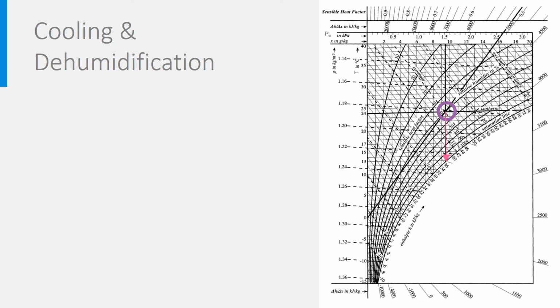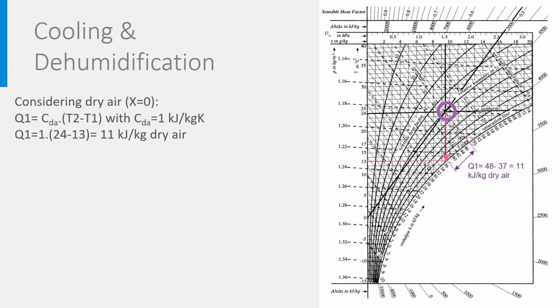In the present case, where the air is cooled down to 13 degrees, the quantity of heat needed will be H2 minus H1 equals 48 minus 37, which is 11 kilojoule per kilogram, which can also be obtained by using the equation Q is C_DA delta T equals 1 times (24 minus 13), which is 11 kilojoule per kilogram dry air. But what happens if we cool further? You may remember that further cooling takes place along the saturation line, where the water vapor condenses.